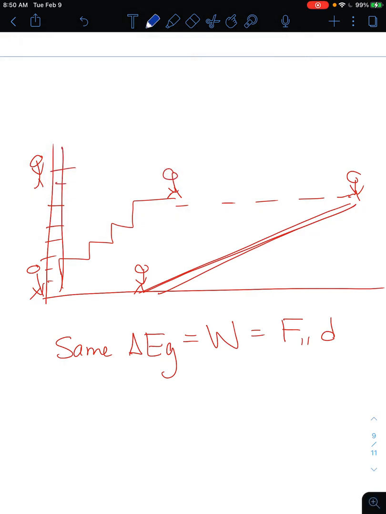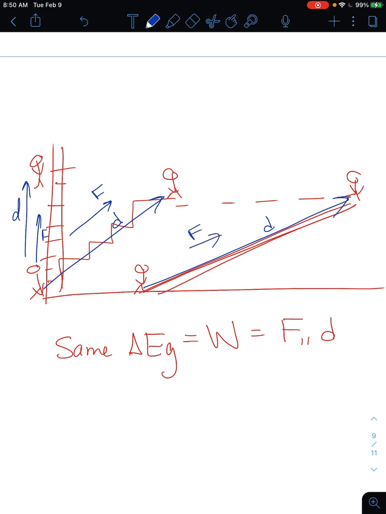This first path going up the ladder, here's your upwards displacement, and you'll need an upwards force in order to get up there. For the second path, here's your second displacement. You'll need a sideways force to get up there. And for your third path, here's a much longer displacement, and I'll need a sideways force to get up there as well.